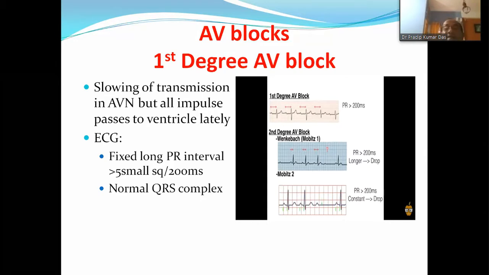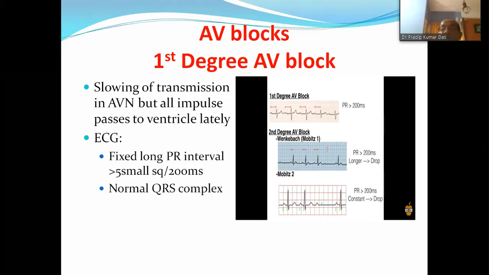And here is the second degree AV block ECG. From here, there are two types, Wenckebach or Mobitz type. Here, the delay further increases until a beat drops, because here the PR interval is not fixed. It is gradually increasing, as you can see here, until a beat is dropped. Then again the cycle repeats. So the PR interval is successively prolonged until a beat is dropped. So there will be a dropped beat.